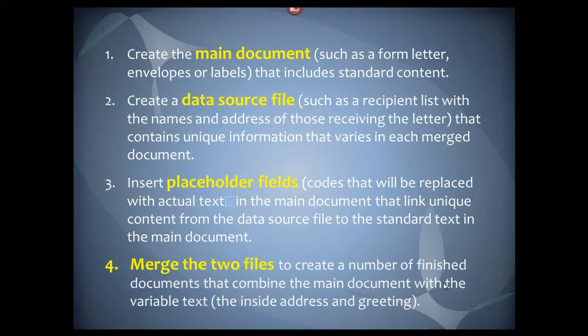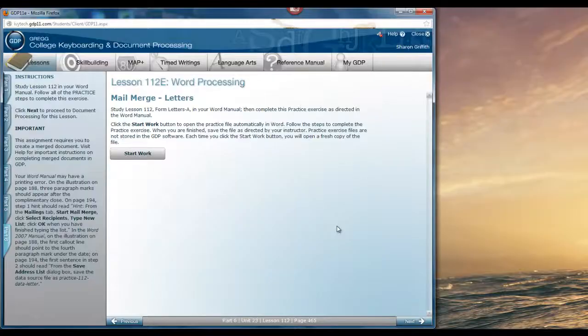Then step 4, you're going to merge the 2 files to create a number of finished documents that combine the main document with the variable text, the inside address and greeting, for example. So you're going to look through your Word manual and you're going to deal with each of these 4 steps. First, the main document. Now this is information that you need to read and understand, but we're going to apply it in practice after you finish reading about the main document, the data source file, the placeholders, how those are inserted, and then the actual merge of letters.